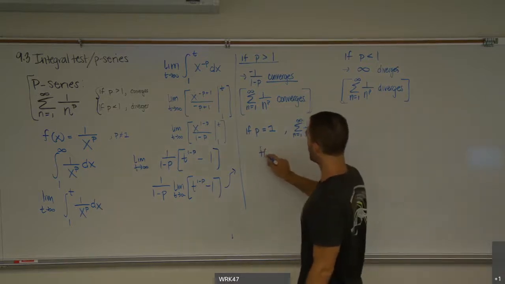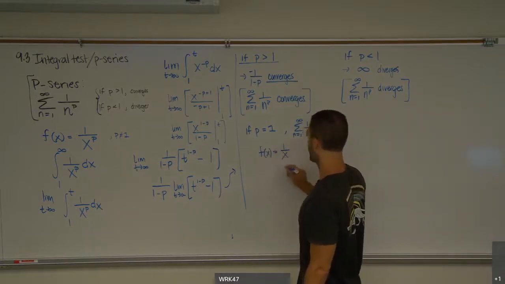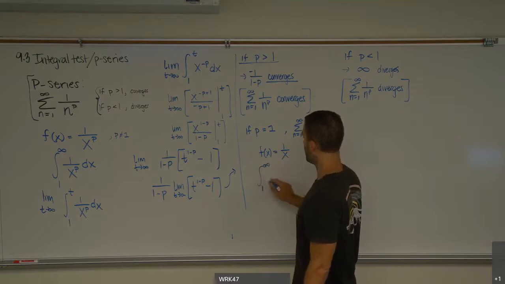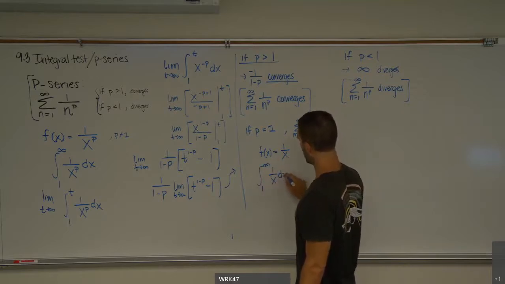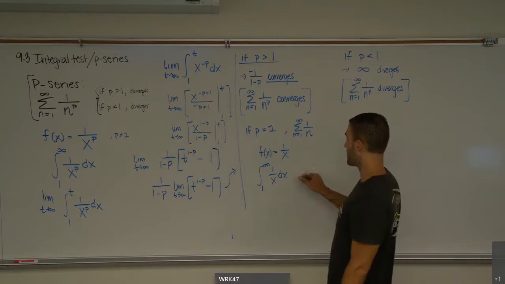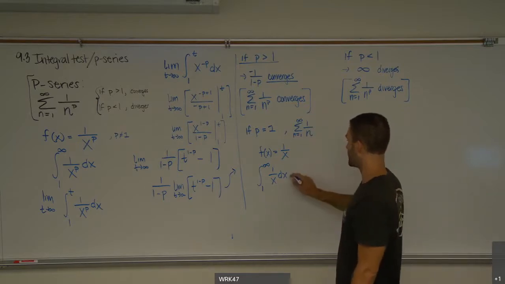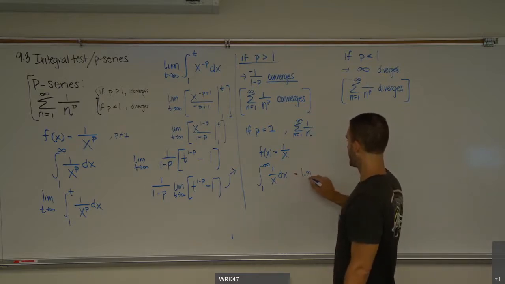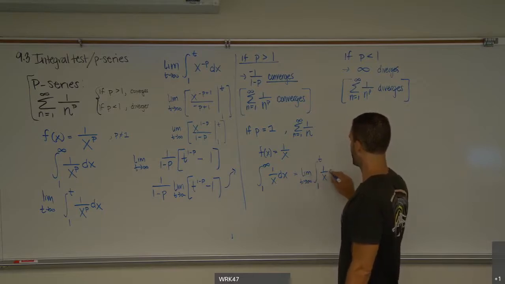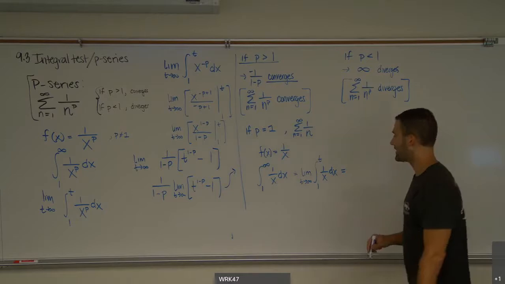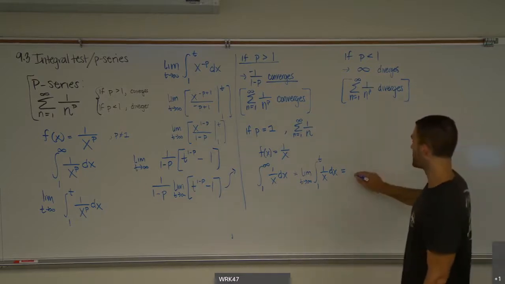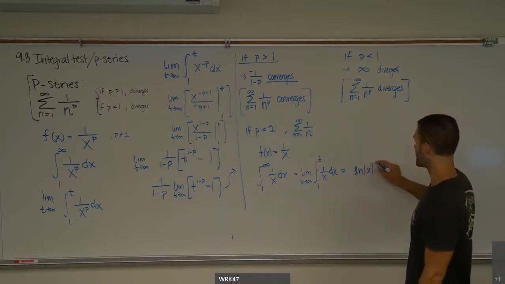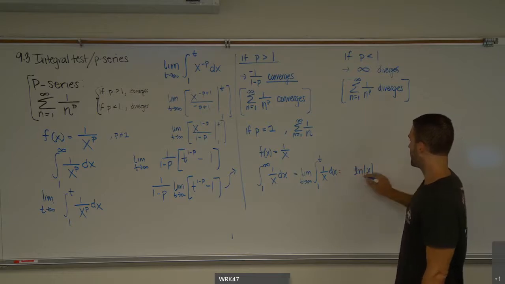And then f of x is 1 over x. We look at the integral from 1 to infinity of 1 over x dx. And of course, we see why now we couldn't have used the power rule, because 1 over x has a very special antiderivative. Let's first fix our infinity issue here. The antiderivative of 1 over x is not a power rule situation. Remember, that's ln of the absolute value of x. Evaluate from 1 to t, and then we take the limit as t goes to infinity.